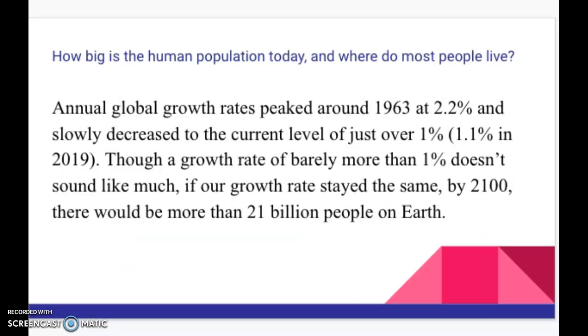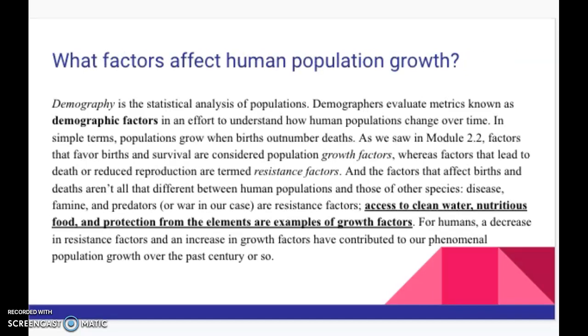How big is the population today, and where do most people live? Annual growth rates peaked around 1963 at 2.2% and slowly decreased to just over 1%. Though a growth rate of barely more than 1% doesn't sound like much, if our growth rates stay the same, by 2100 there would be more than 21 billion people on Earth. What factors affect the growth?